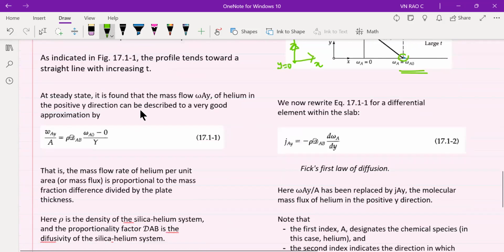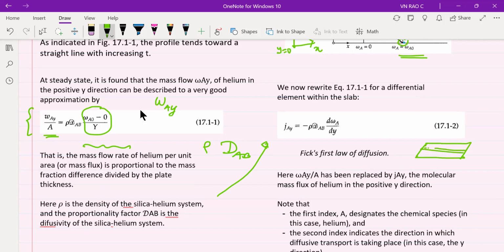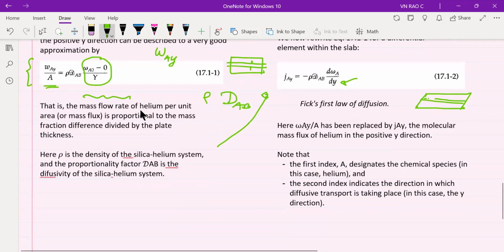Now at the steady state, the mass flow rate of the helium per unit area in the positive direction is proportional to the mass fraction difference divided by the plate thickness, with rho and the proportionality constant D_AB coming into the picture. When we consider a small element dy in the plate, this can be written as j equal to minus rho D_AB dW_A/dy. This is known as Fick's first law of diffusion. We'll come back in the next session and go further into the topics.